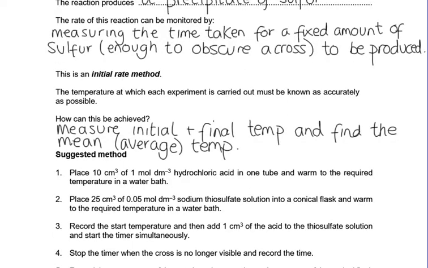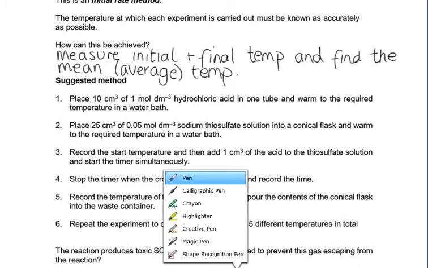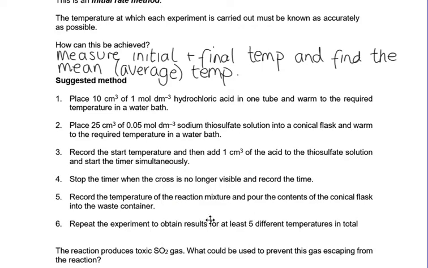So the method here is just a suggestion, and if you were asked about this experiment in an exam, they wouldn't want to know the exact volumes and concentrations because they can vary. They would want to know what you were going to do roughly. So you're going to put your acid in a water bath to warm up. You're going to put your thiosulfate in a water bath to warm up, and these will be in separate containers. That's quite important because you don't want to mix them until you're ready. And then you're going to record the temperature at the beginning and add your chemicals and start the timer simultaneously.